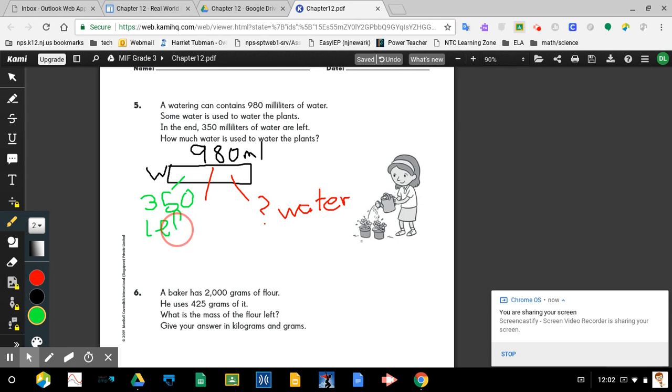And it says how much water is used to water the plants. And I know that I'm taking something, I'm splitting it apart into what we water and what's left. I know I am subtracting. So over here, I have 980 minus 350. And you guys can do that on your own.